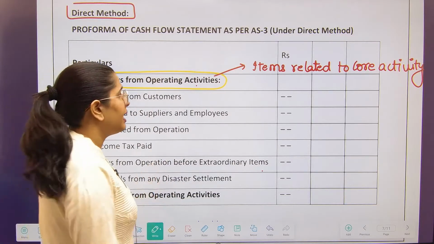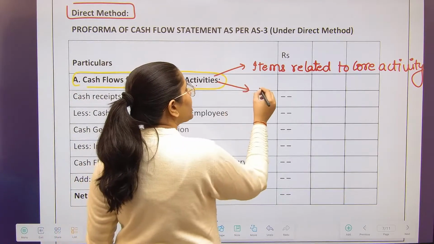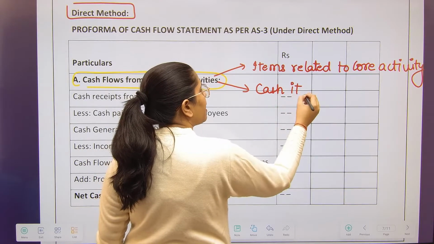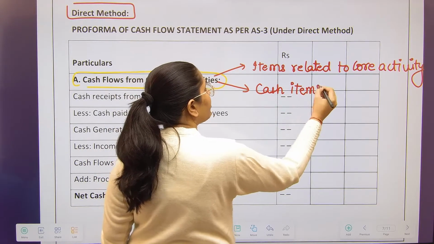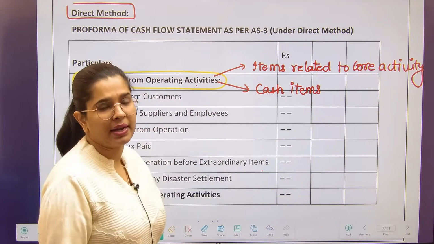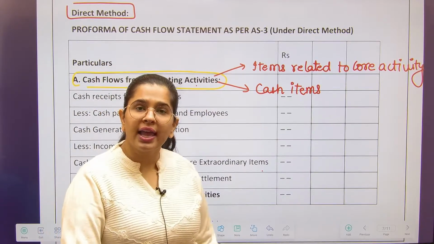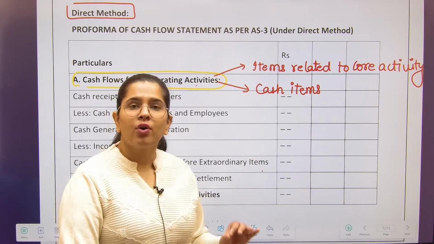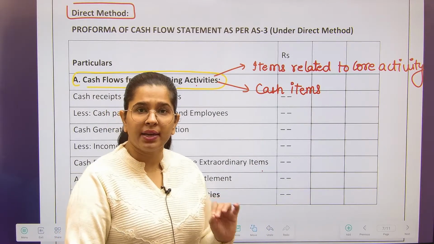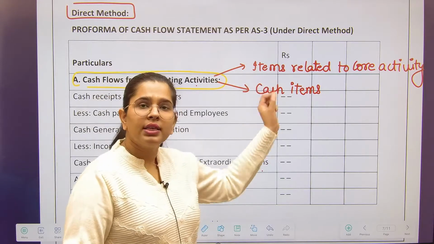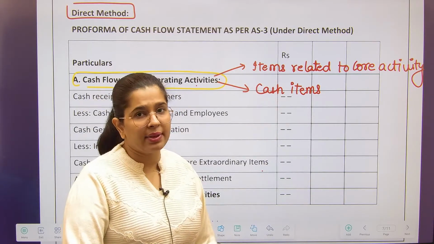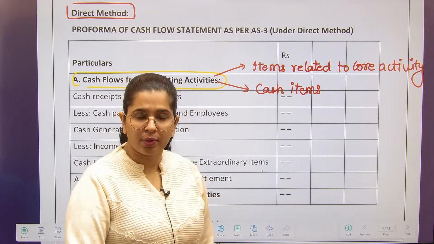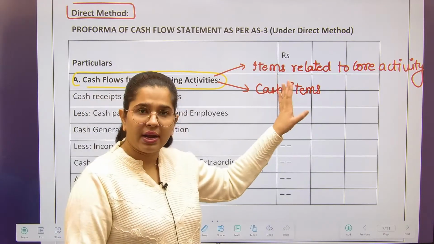First point. Next, those items should be cash items, because we are preparing a cash flow statement. So all the non-cash items will be removed. The impact of all non-cash items will be removed. Please remember these two fundamental things when I discuss further what all items should be there and what all items should not be there. Please remember these two fundamental things.